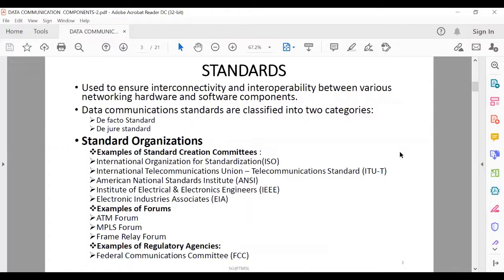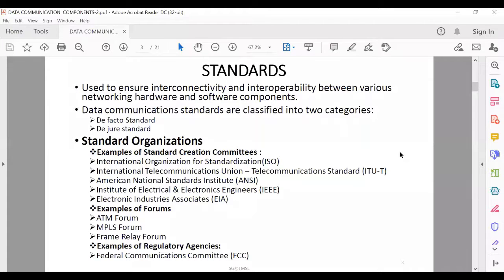Let's move on to the next slide, which is about standards. Standards are essential in creating and maintaining an open and competitive market for equipment manufacturers, and they are used to maintain such a market. They ensure the interconnectivity and interoperability between the various networking hardware as well as software components. In data communication, standards are classified into two categories.